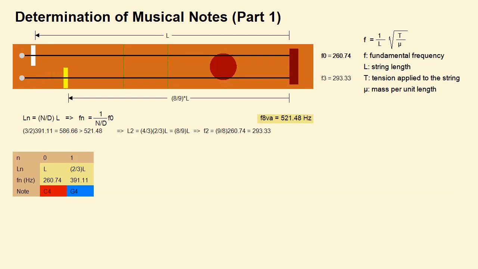This setting to 8/9 of the length of the string produces a sound of the whole of both strings that is pleasing to the ear. We will record it in the table.